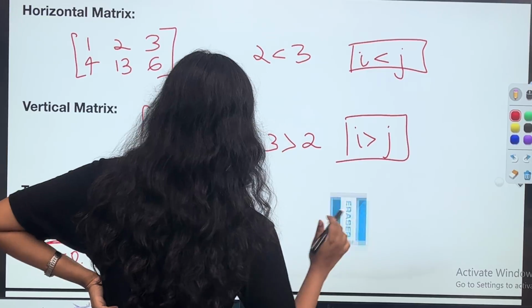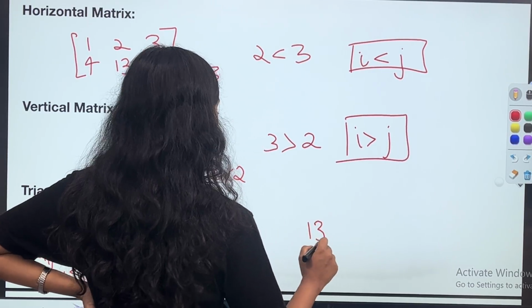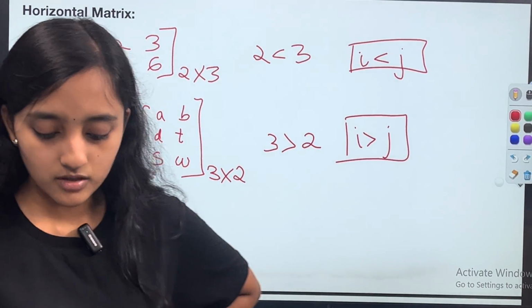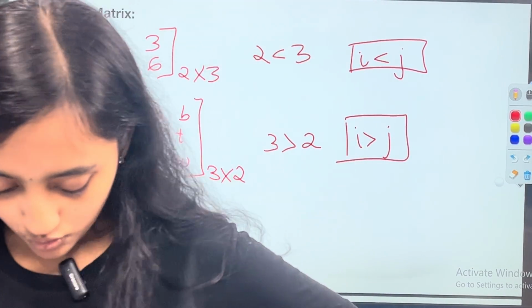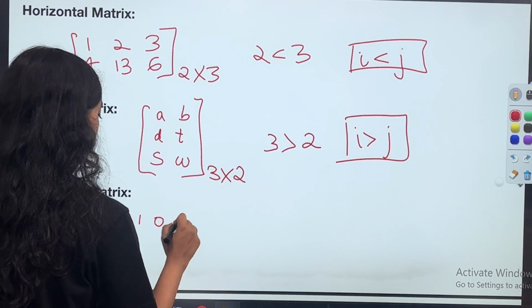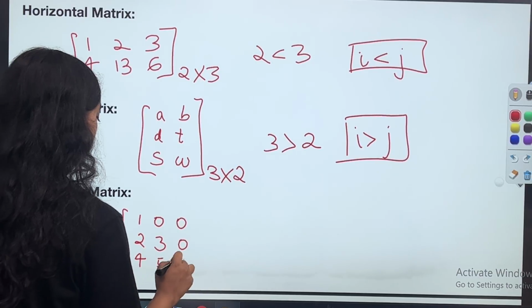This is i greater than j. If your i is less than j, say i is 1 and column is 3, where 1 is less than 3, those are known as lower triangular matrix. So for example, you have 1, 0, 0, 0, 2, 3, 4, 5, 6.